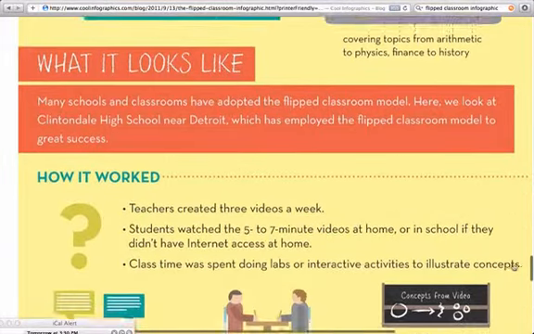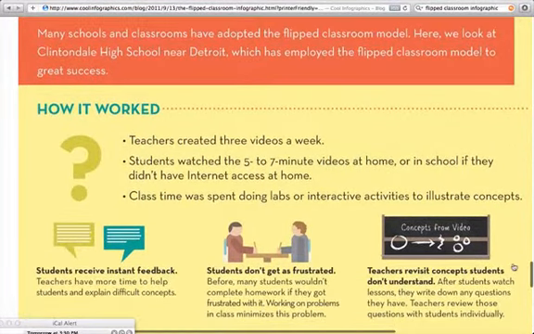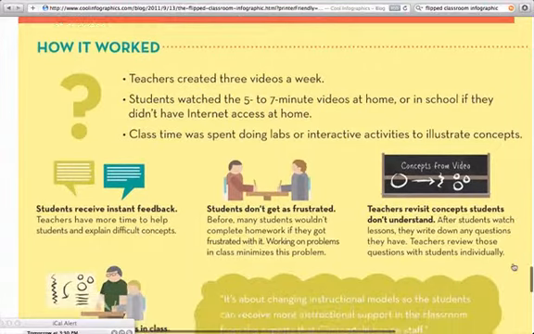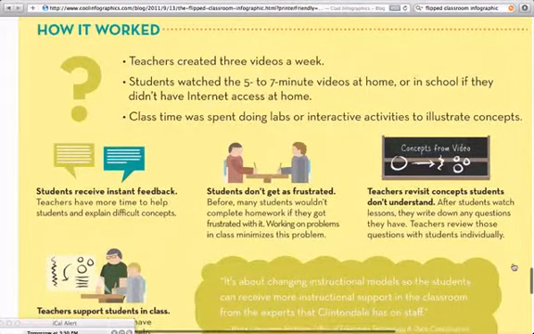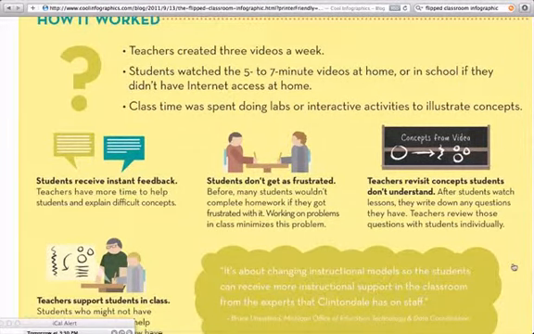What it looks like. This is one version of it, Clintondale High School near Detroit, and they have incorporated the flipped classroom across their entire school. So teachers were expected to create 3 videos a week. And this is not the way that we're moving, but this is just one framework for it. Everybody's kind of brought their own twist to it to make it work in their classroom, but there are some expectations that were set for this particular school.